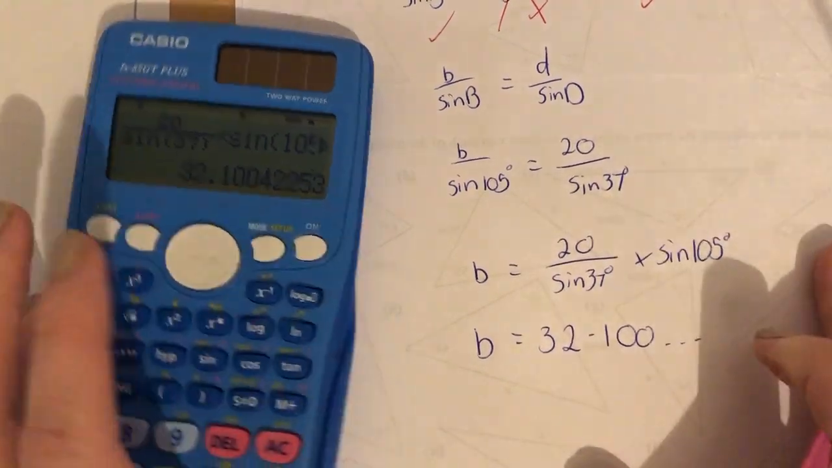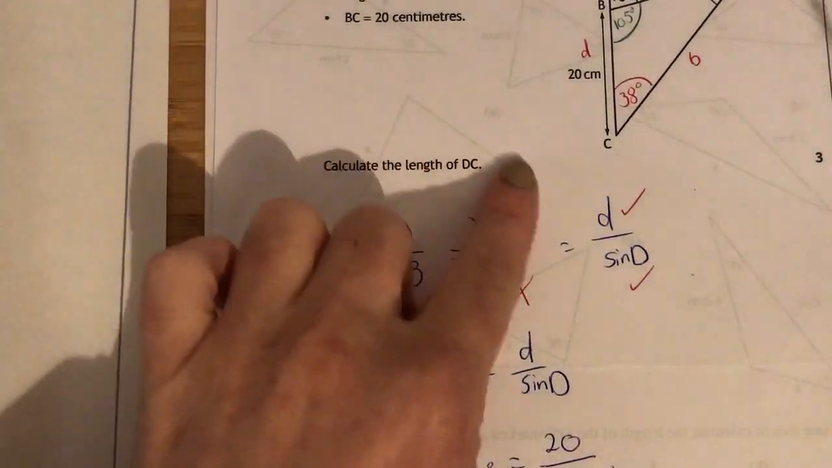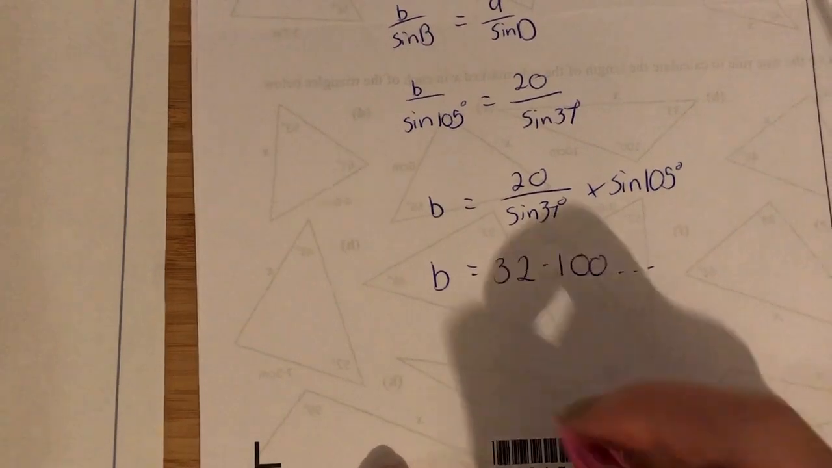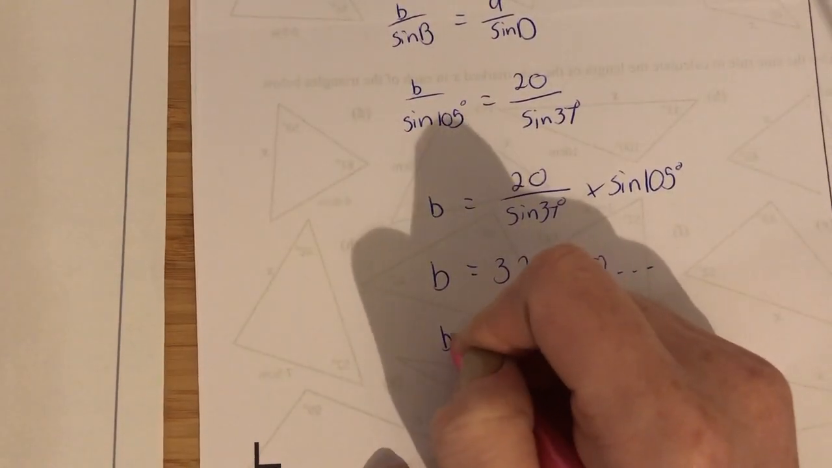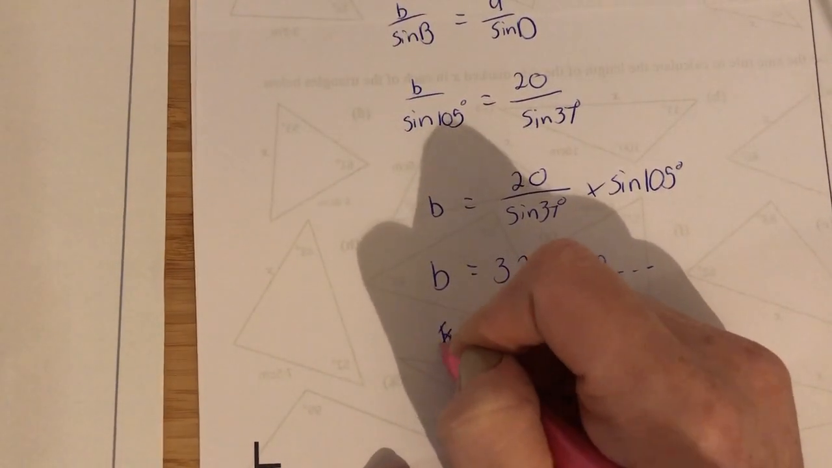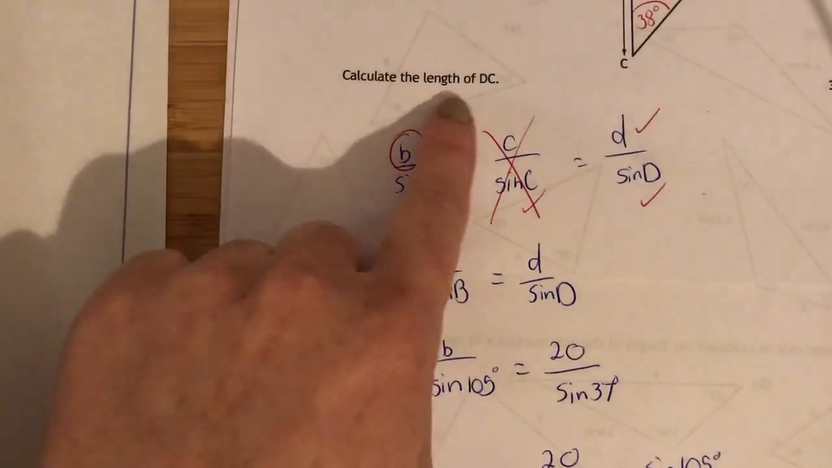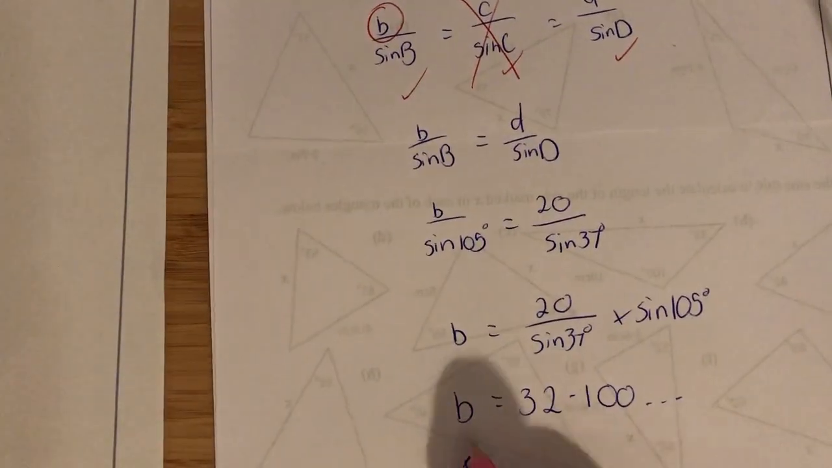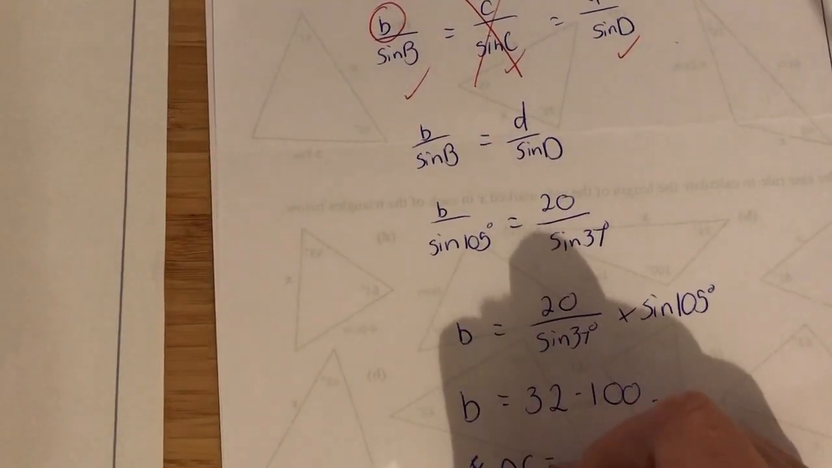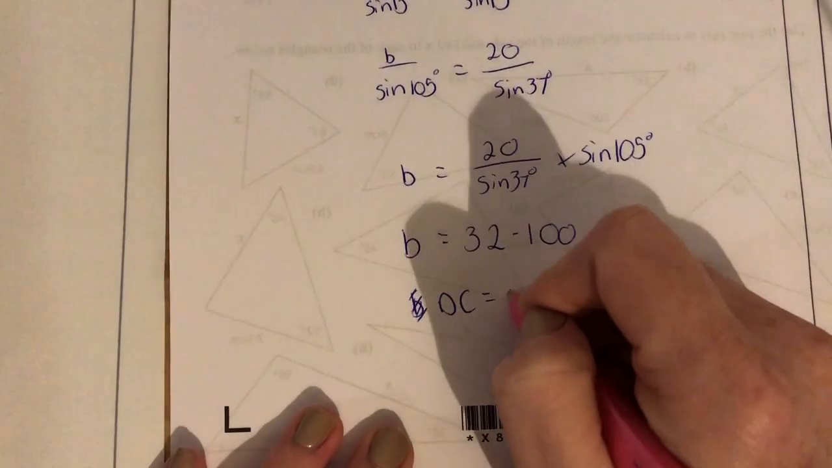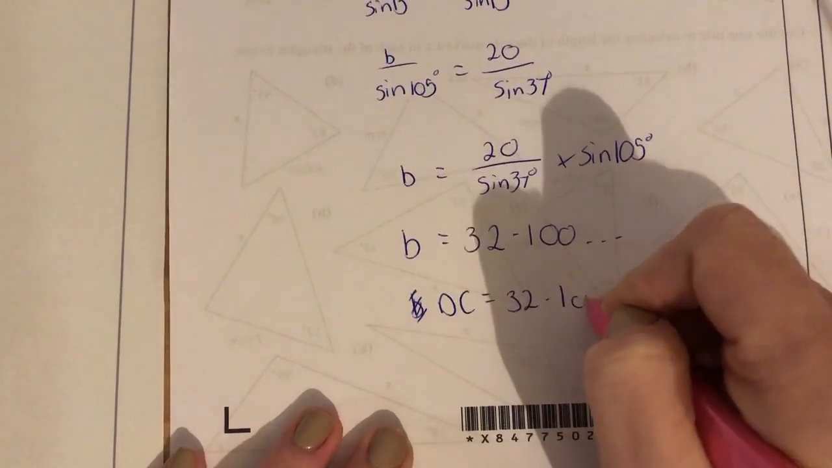32.100 dot dot dot. I'll just check if it asks us to round to anything in particular. No, just calculate the length. So we can write B, or actually what would be even better is just referring back to the original question, DC. So not calling it B, we've been asked what DC is, and we're going to write DC equals 32.1 centimetres.